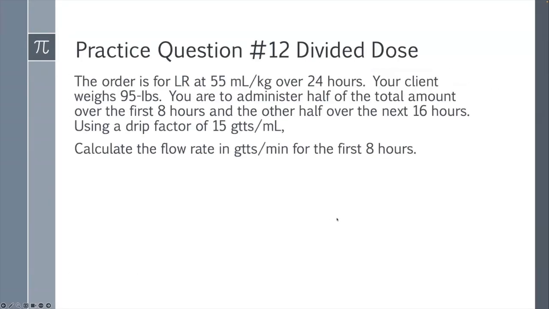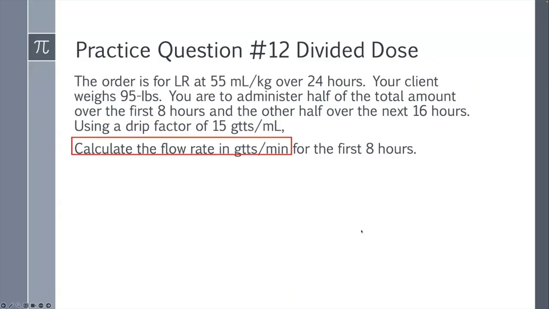The order is for LR, lactated ringers, at 55 milliliters per kilogram over 24 hours. This is a divided dose question. Your client weighs 95 pounds. You are to administer half of the total amount over the first 8 hours and the other half over the next 16 hours. Using a drip factor of 15 drops per milliliter, calculate the flow rate in drops per minute for the first 8 hours.